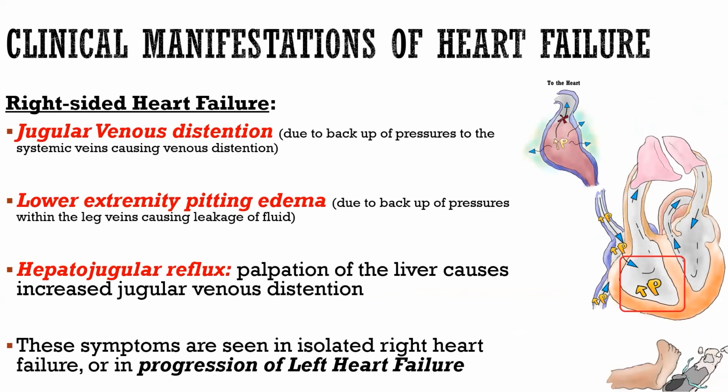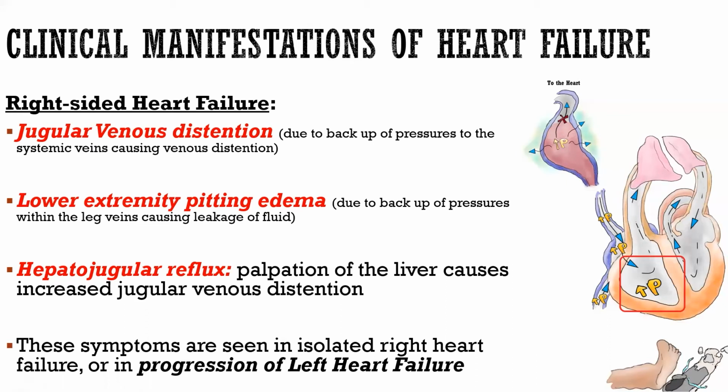Now, as we said, eventually left-sided heart failure will end up causing right-sided heart failure. Well, in right-sided heart failure, we're just seeing a continuous progression of the buildup of pressures behind that right heart. We know that, for example, the jugular vein, which feeds into the superior vena cava, will eventually feed into the right heart. Well, if we're starting to get a backup of pressures and thus a backup of blood, we're going to start seeing distension of that jugular vein, called jugular venous distension.